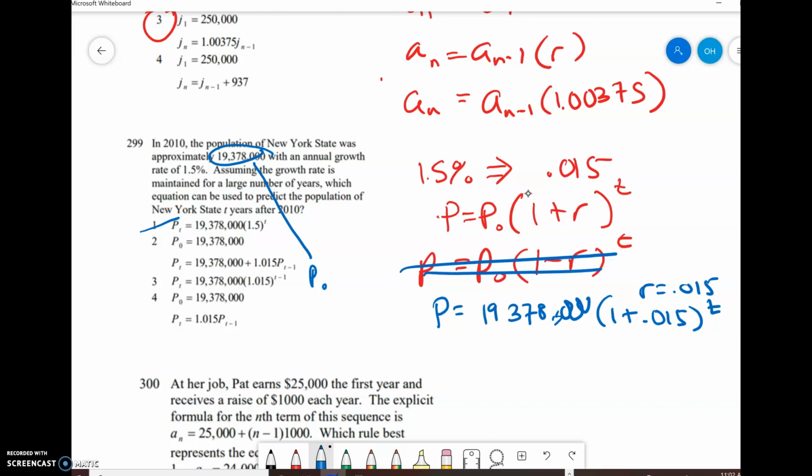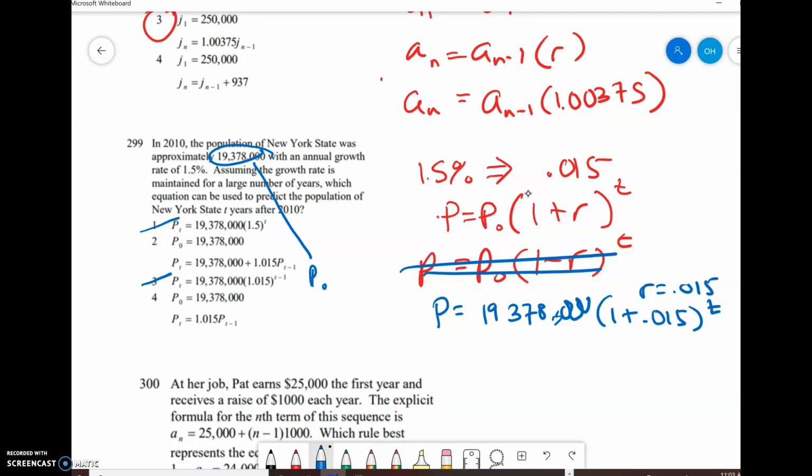Okay. So if I were to let t equal 1 year after 2010, then when I plug that in here for answer choice 3, this goes to the 0 power, which makes this whole thing 1. I would have 1.015 to the 0 power, which equals 1, which means that I end up with the same population. So we're basically saying 1 year later, the population stayed the same. That's not true. That's not possible here based on the problem. Okay, so now it's down to these two.